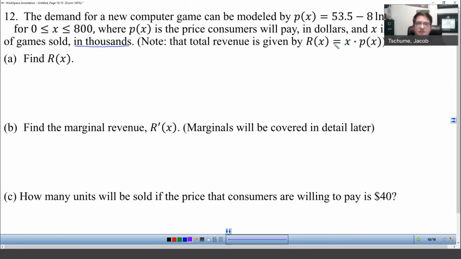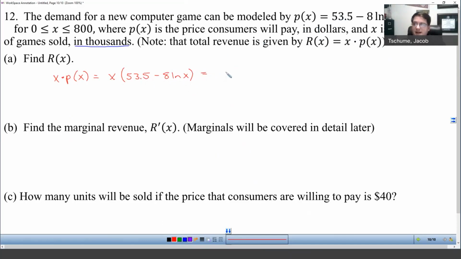We'll get into the reasoning behind it later, but for now, we just need it for this problem to work. So part A says, find the revenue function. Well, since revenue is defined as x times p of x, I'm going to do that. I'm going to take x and multiply it by my price function, or my demand function up here, which is 53.5 minus 8 times the natural log of x.